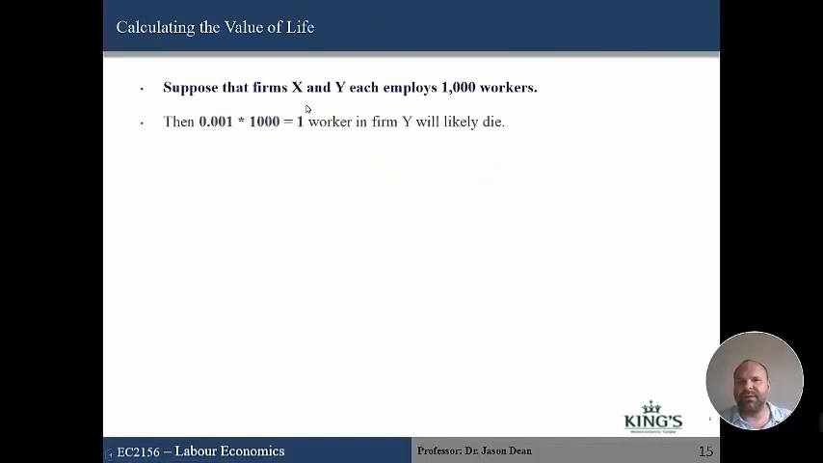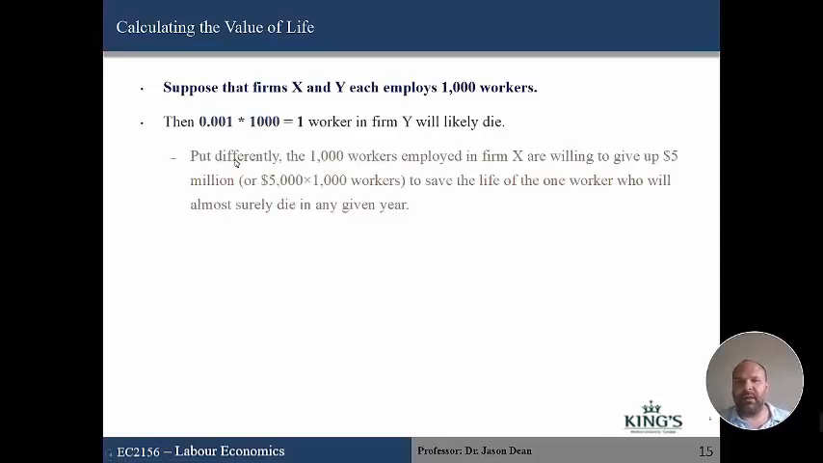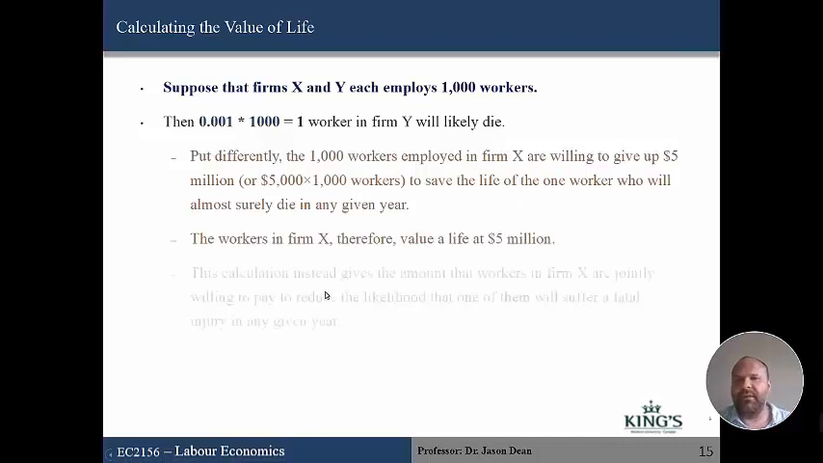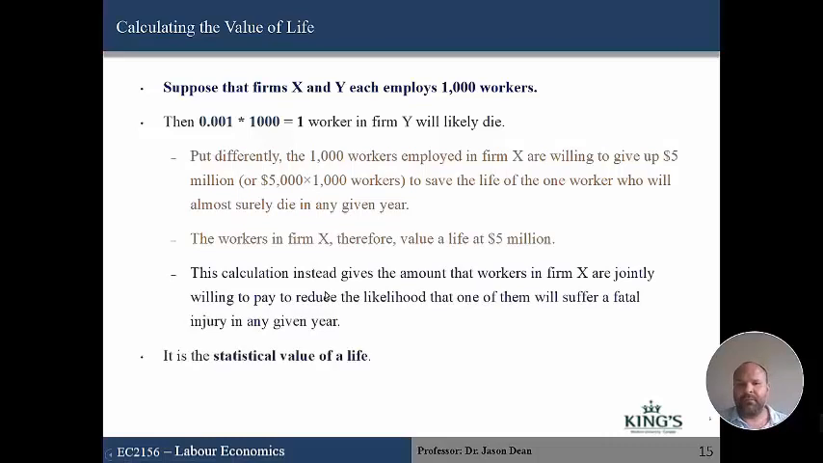Another way of thinking about it is, suppose that each firm has 1,000 workers. If we take 0.001 and multiply it by 1,000, that means one worker in the firm will die. So put differently, the 1,000 workers employed in firm X are willing to give up $5 million. So there's 1,000 workers times 5,000 to save the life of one worker who will almost surely die in any given year. And so the value of a human life would be $5 million. Sometimes this is also called the statistical value of a life.